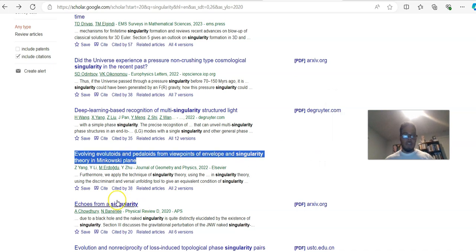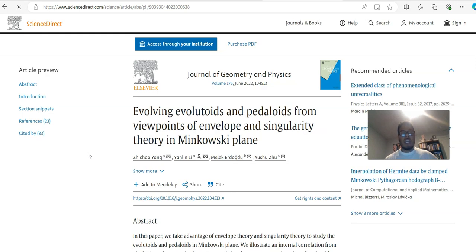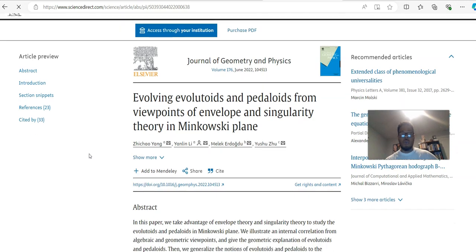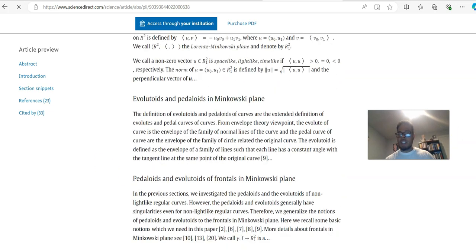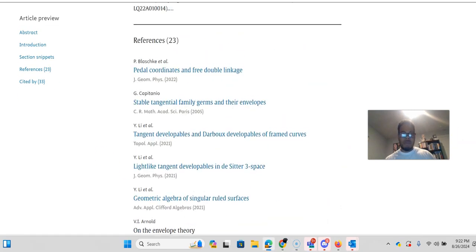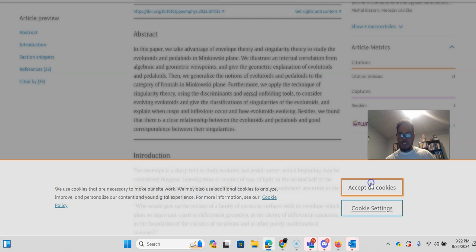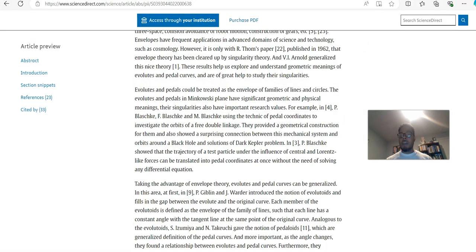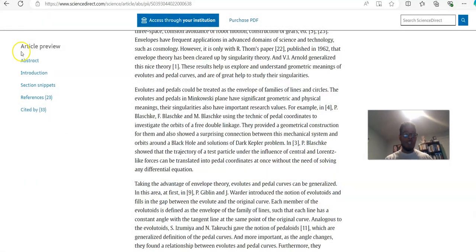You see there's no link here, right? So, evolving evolutoids and petaloids from viewpoints of envelope and singularity theory in Minkowski plane. I have no idea what that is even talking about. I just know that that is apparently full text. Goodness. Okay. Like I said, the searches are not linear. Actually, is that full text? Okay, hold on for a second. Okay, I had to look at that for a little while. But what I found out is that this is actually not the full text. These are just snippets. There you go.